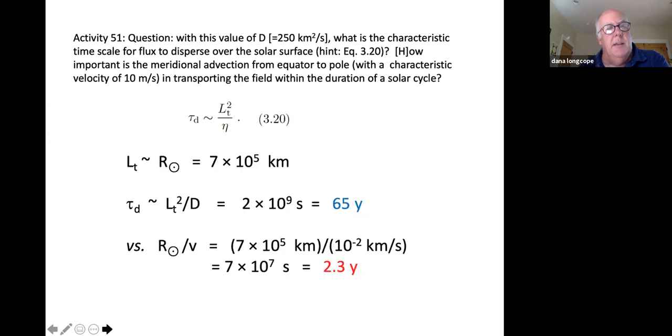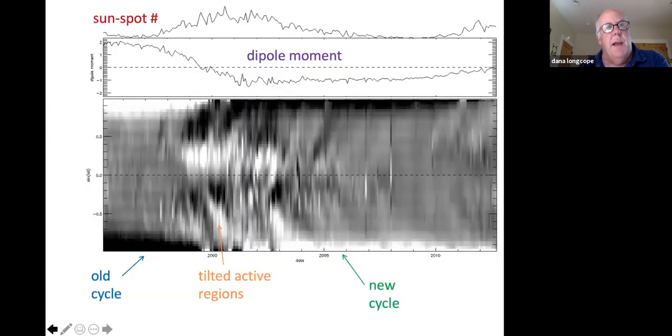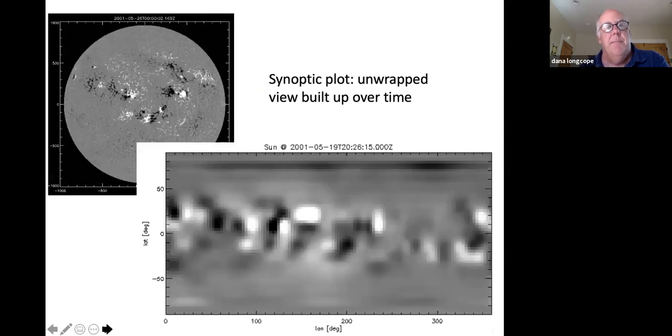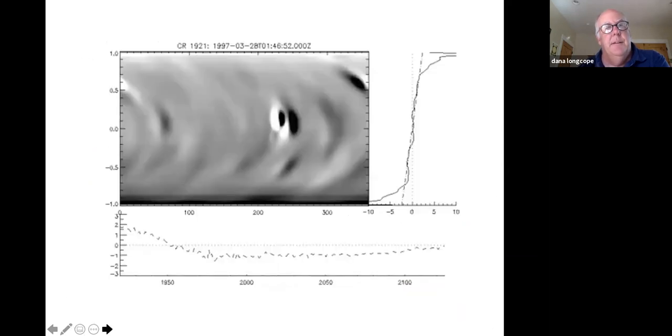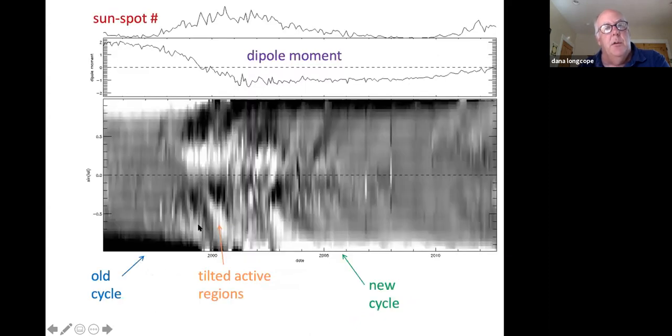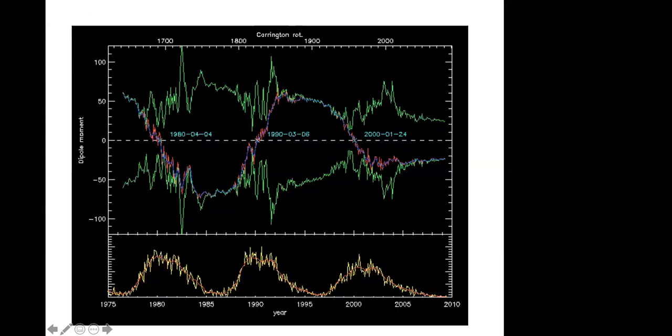Let's see, I thought I had a reference back. I'll just go back and show you this cartoon. So essentially, after 2 or so years, you've basically turned the toroidal field back into poloidal field and you're ready to do the oscillation again. Okay. And the other thing you might notice is in that time, you just reverse the field. So a full oscillation is actually 22 years. Okay.